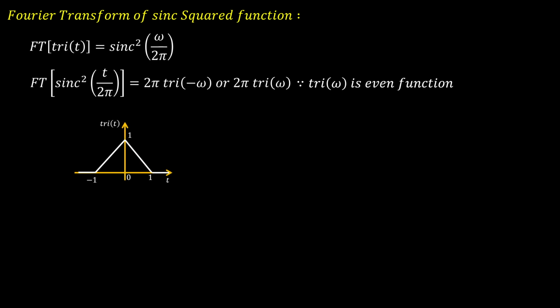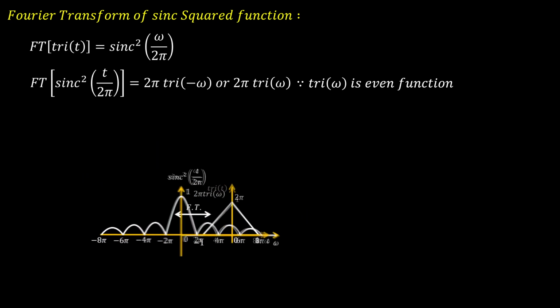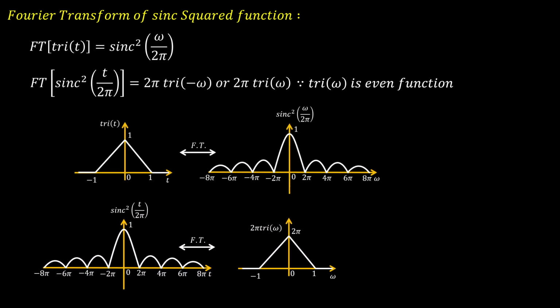This is the plot for the triangular pulse, and its Fourier transform is the sinc squared function. The sinc squared function is a square function, so all its values are positive. And to find the Fourier transform of this sinc squared function, omega is replaced by t, and its Fourier transform is the triangular pulse. Now we can see the Fourier transform of the sinc squared function in terms of f also.